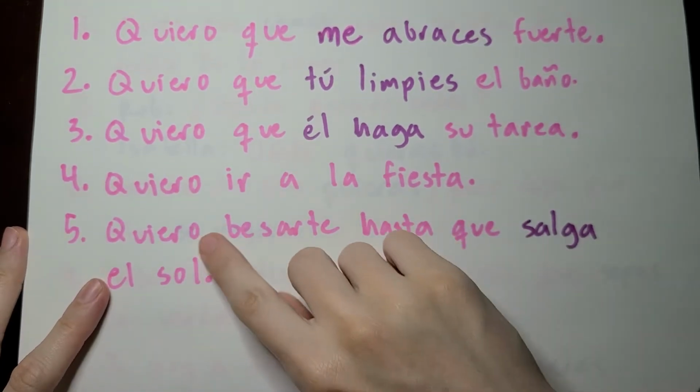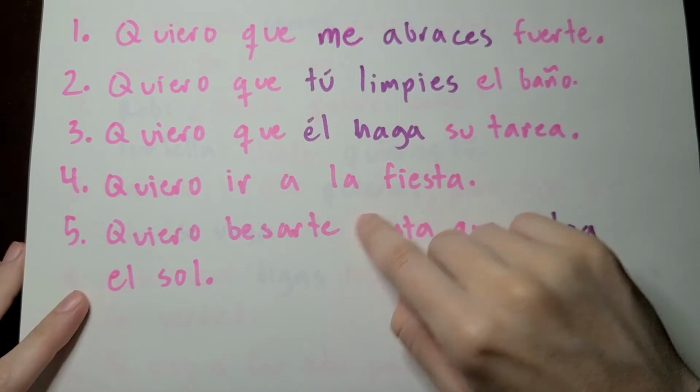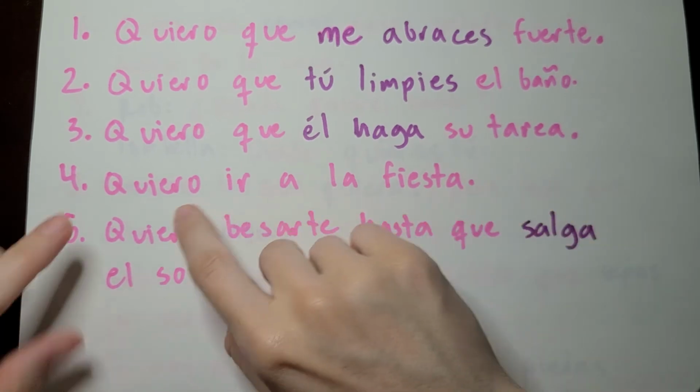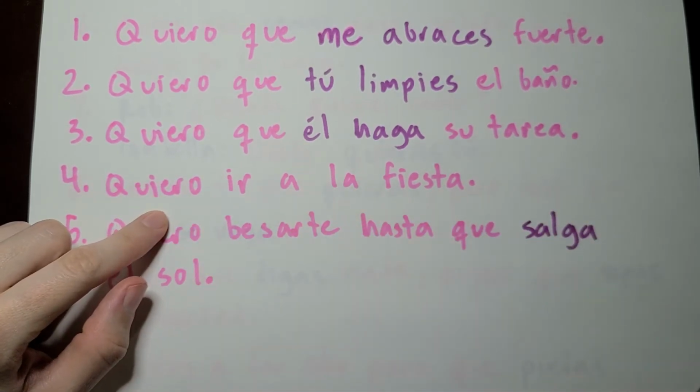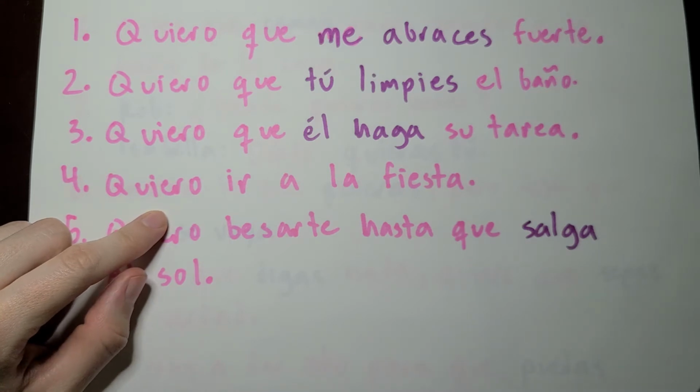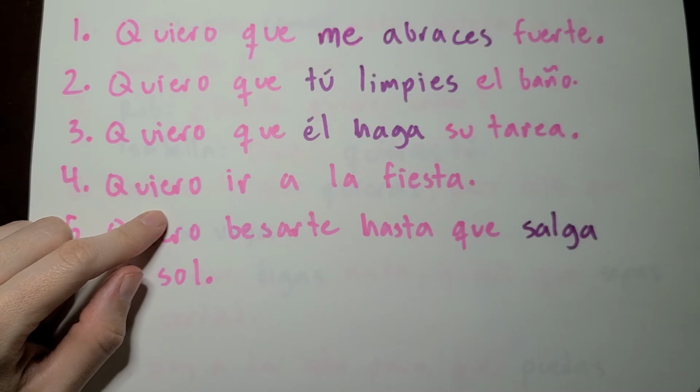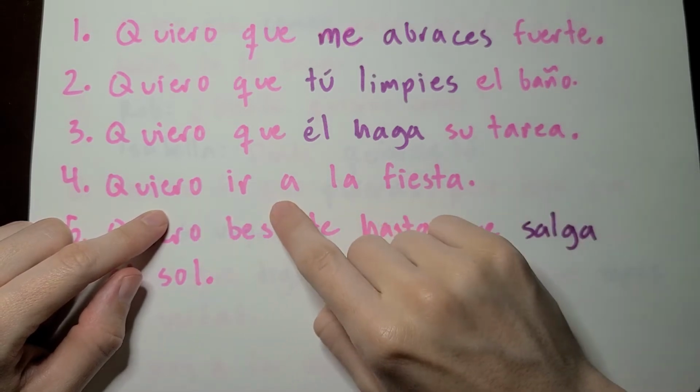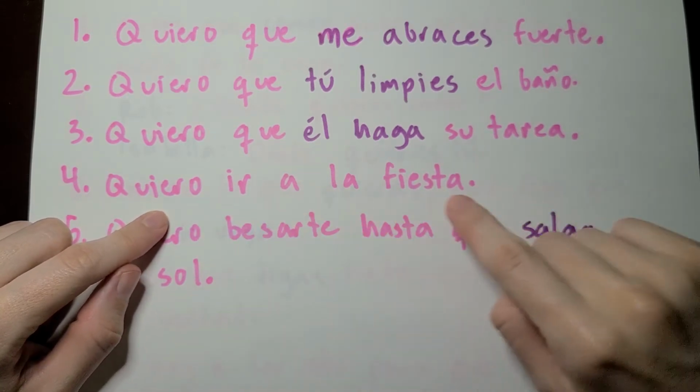4. Quiero ir a la fiesta. This is a trick question. Here you're saying, I want to do something. Now remember, if you're saying, I want to do something, you can just use the infinitive the same as English. So, quiero ir a la fiesta. I want to go to the party.